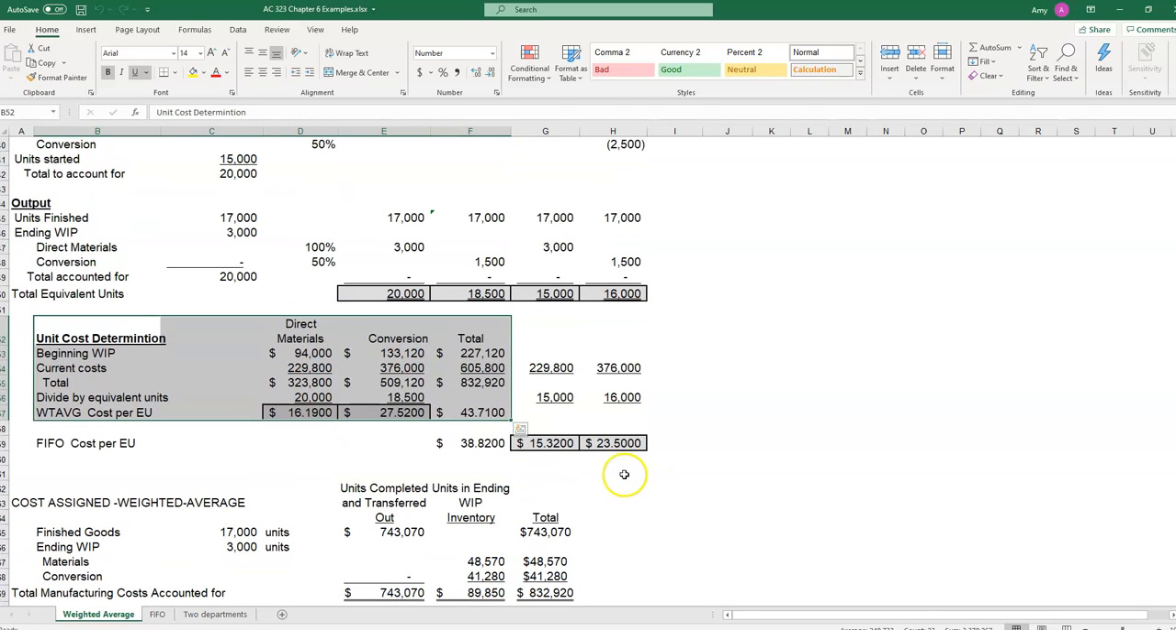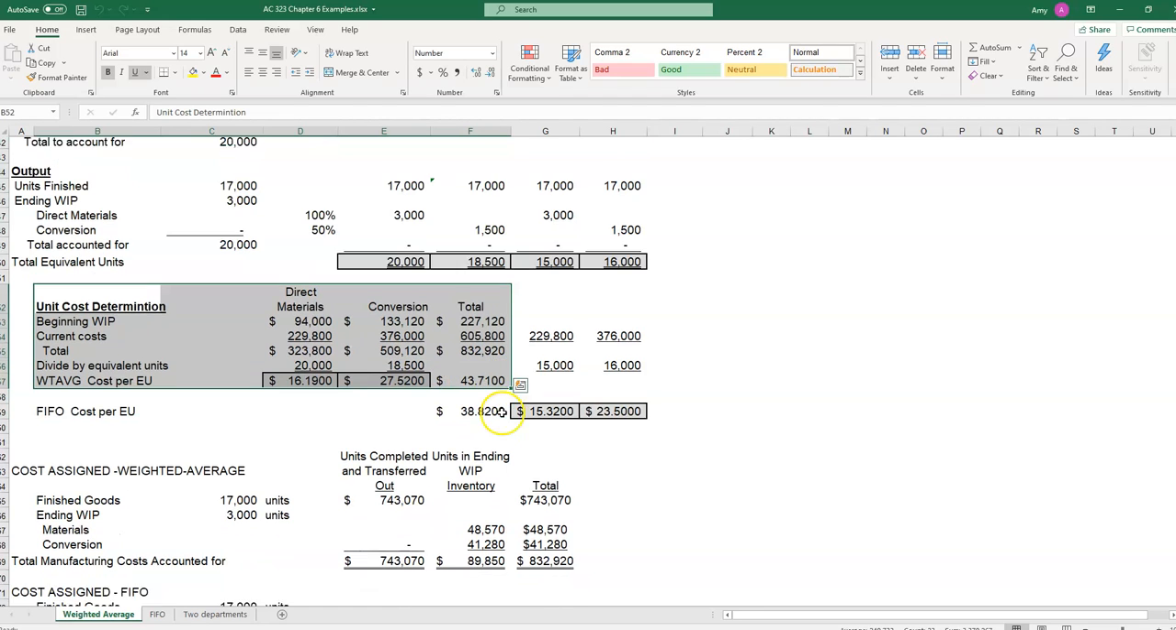So here we have $15.32 for direct materials and $23.50 for conversion, and we have a total per unit cost for the period of $38.82. We're under weighted average. We have $16.19 for direct materials, $27.52 for conversion, and $43.71 for FIFO.